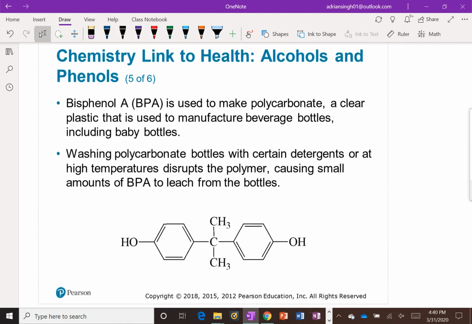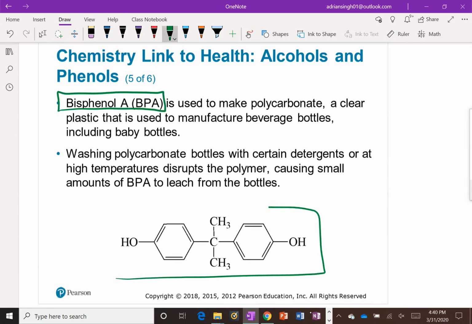Another alcohol, or a phenol, that you may be aware of is something called bisphenol A, or BPA. And as you probably know, that's found in containers, usually the clear plastic ones, baby bottles, drinking bottles, etc. And BPA, under certain conditions, can actually leach from the bottles and get into your liquid. So you want to be extremely careful with that.